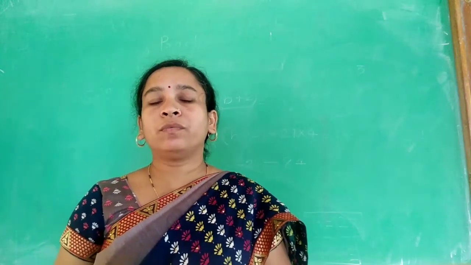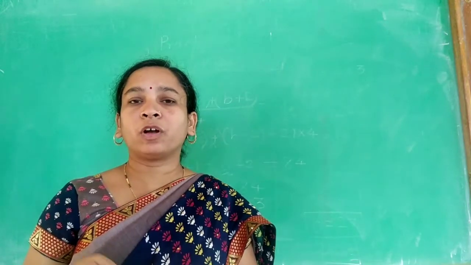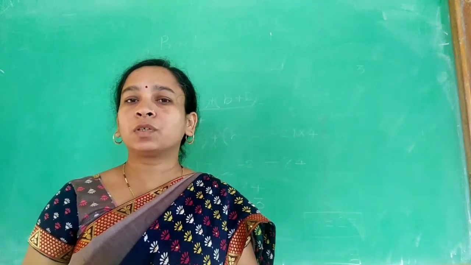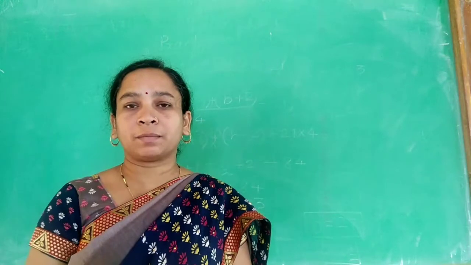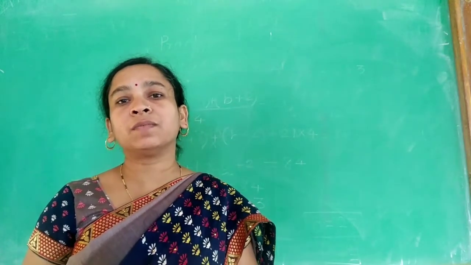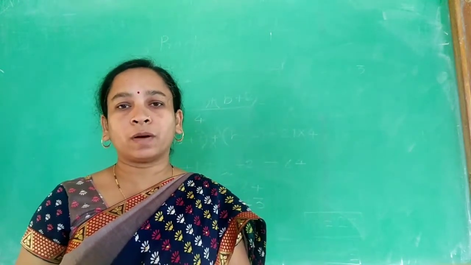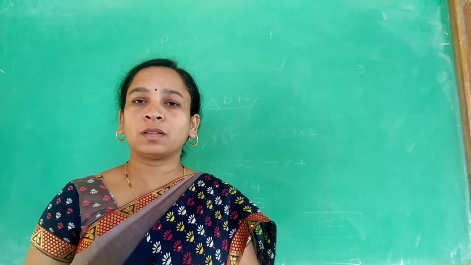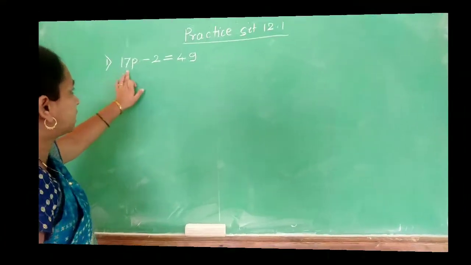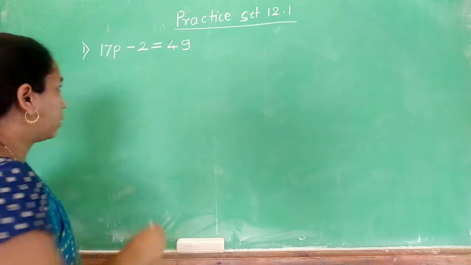In this video, we are going to see the practice set 12.1 from standard 8. Question number 2, solve the following equations which are linear equations in one variable. So let's start the practice set 12.1. First example, 17p minus 2 is equal to 49.